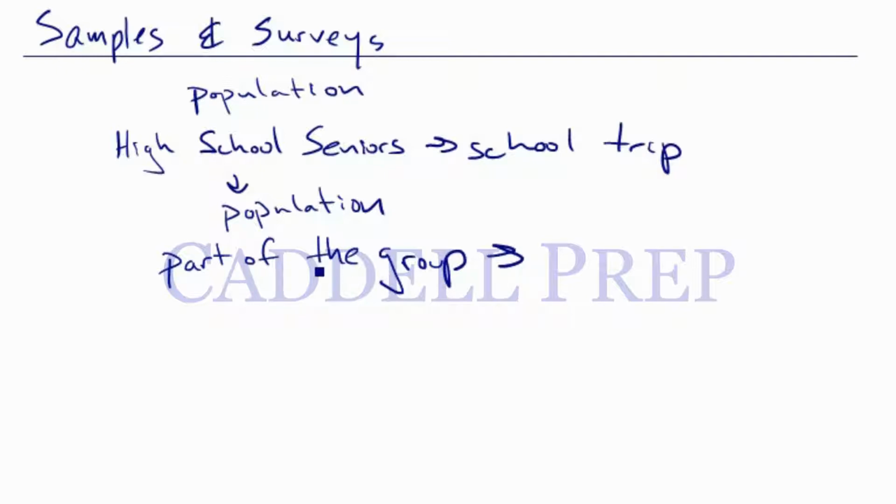Okay, that part of the group is called the sample. So it'll be a lot easier and a lot more efficient if we maybe only interview 10% of everybody, and then if we pick the group nicely, we could assume that that 10% would share the same opinion as the entire group of high school seniors. So it's very important that we pick this sample wisely.